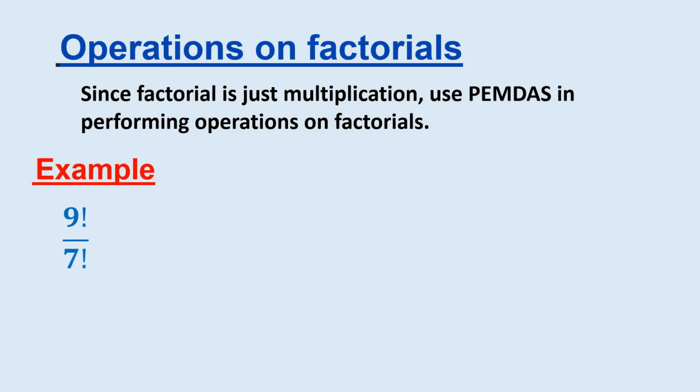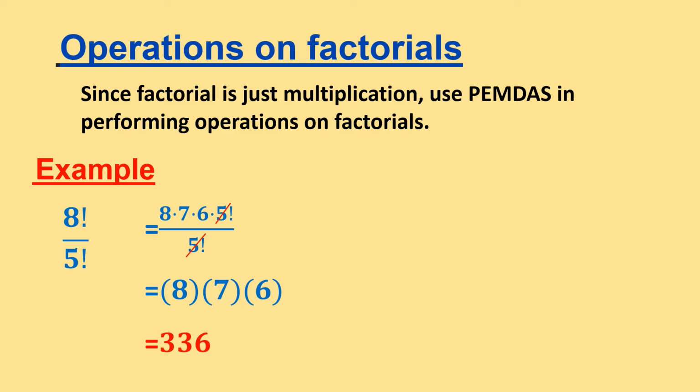So let's say you have 9 factorial over 7 factorial. So using recurrence relation, we will have 9 times 8 times 7 factorial over 7 factorial. So now we can cancel 7 factorial, leaving us with 9 times 8, which is 72. So another one, 8 factorial over 5 factorial. So recurrence relation, we will have 8 times 7 times 6 times 5 factorial over 5 factorial. So we can cancel 5 factorial, leaving us with 8 times 7 times 6, which is equal to 336.